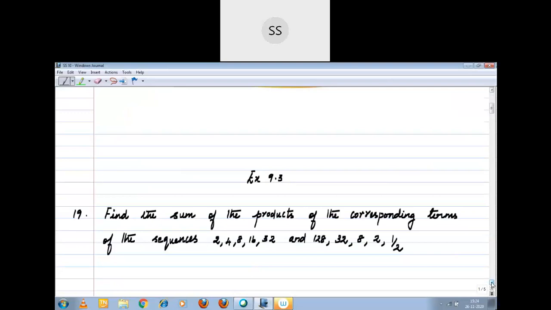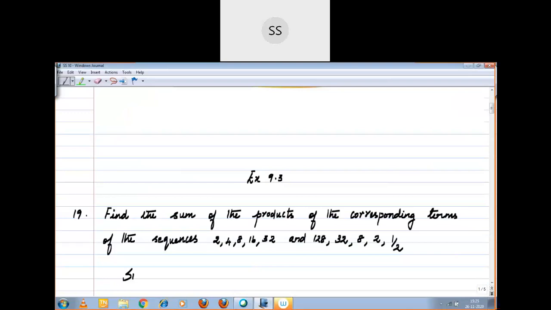Today we are going to discuss exercise 9.3, question number 19. Find the sum of the product of the corresponding terms of the sequence 2, 4, 8, 16, 32 and 128, 32, 8, 2, 1 by 2. See the required sum first.